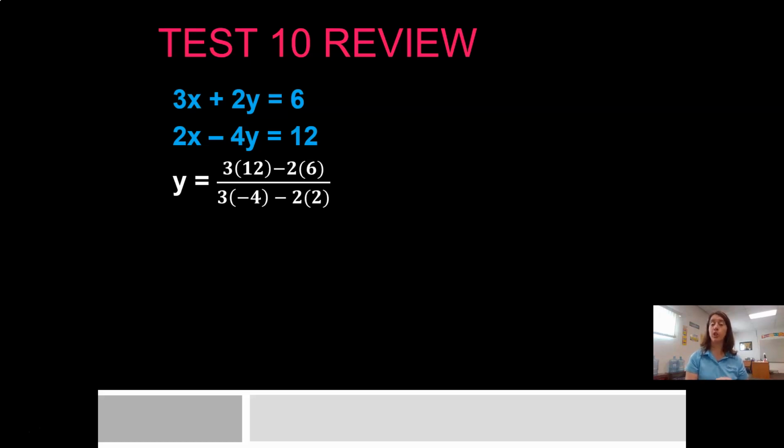Now, do notice on these two questions, the denominator is the exact same. They both say A1B2 minus A2B1. So whatever you filled in the denominator for x should be the same setup that you're using for the y in your question. All right, so let's multiply.